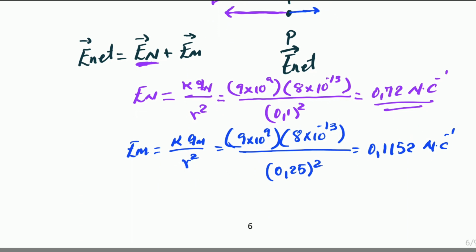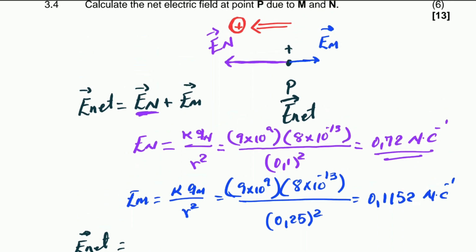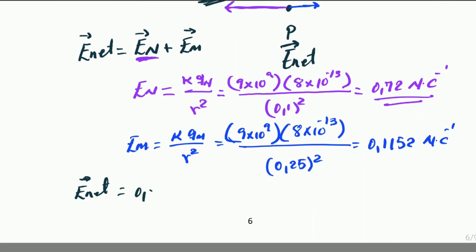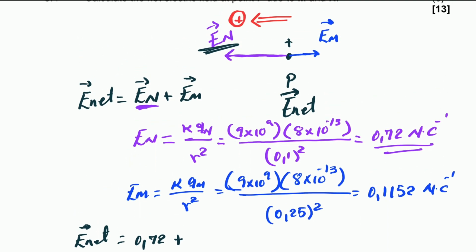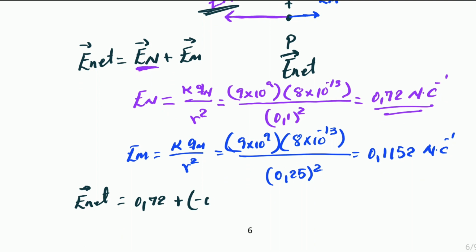But now let's go and calculate the net electric field. Remember, electric field is a vector, so at the end it will have direction. En is going to be positive. It's positive because of the direction, so it's 0.72 plus, but Em is negative because it's in the opposite direction, minus 0.1152. You don't have to write the bracket plus minus. You can substitute the minus there, and then the answer is going to be 0.60.